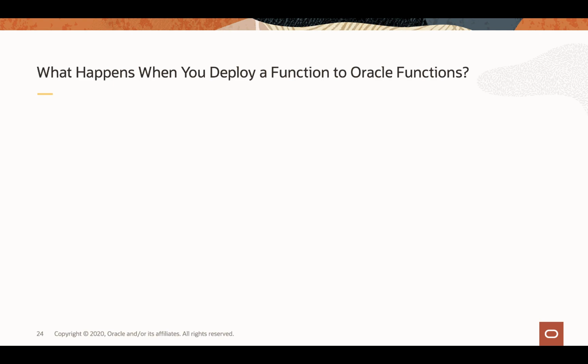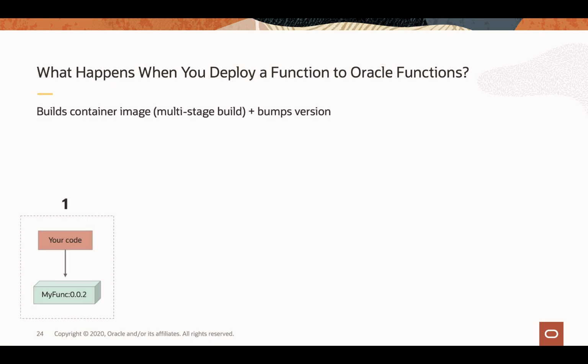Okay. Now, let me just start drawing it and see how exactly that happens. Okay. So first things first, it builds a container image, which is a multi-stage build. That means bumping the version. So every time you run the build function, it is going to create a Docker image and it is going to bump the version, right?